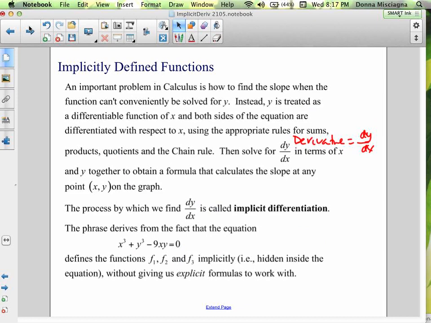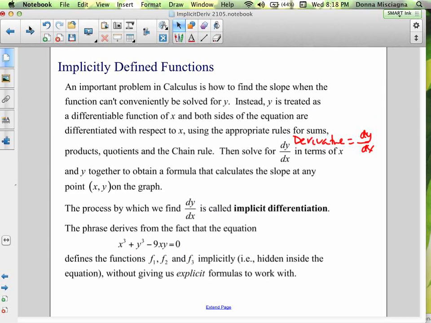So an important problem in calculus is how to find the slope when the function can't conveniently be solved for y. Instead, y is treated as a differentiable function of x, and both sides of the equation are differentiated with respect to x, using the appropriate rules for sums, products, quotients, and the chain rule. In other words, the rules you've already learned.